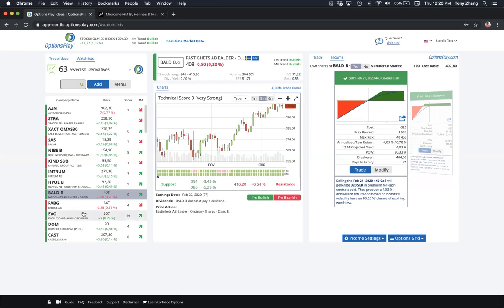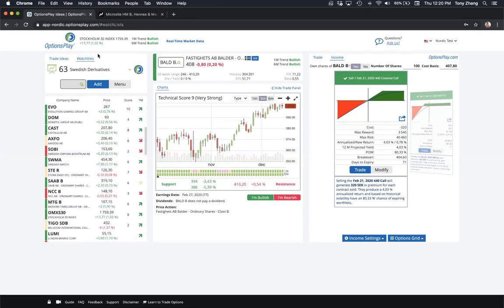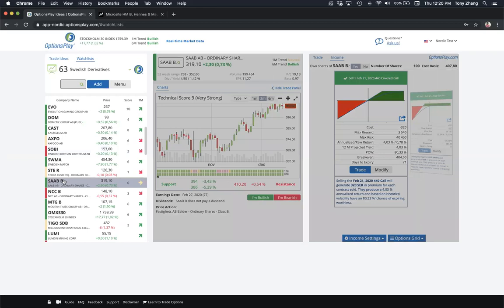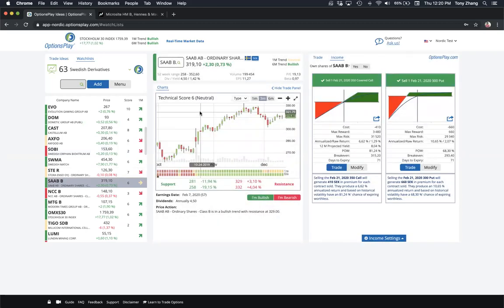And what you can do is type in any symbol, and I have a whole watch list of just all the Swedish derivatives. So let's say you own Saab stock, right? Let's take a look at Saab. Saab is currently trading at 319 crowns. And what we want to do is show you, let's say you want to own this stock. What can you do? On the income tab, you have two choices.